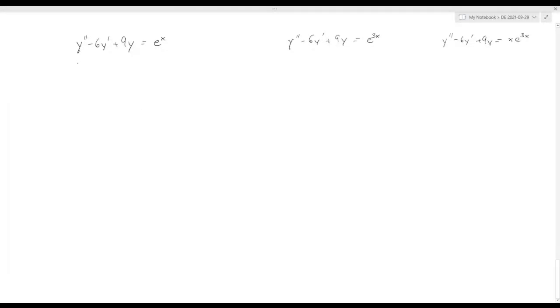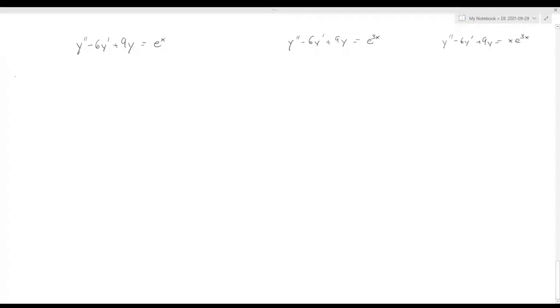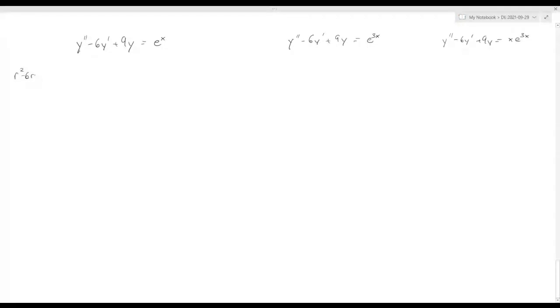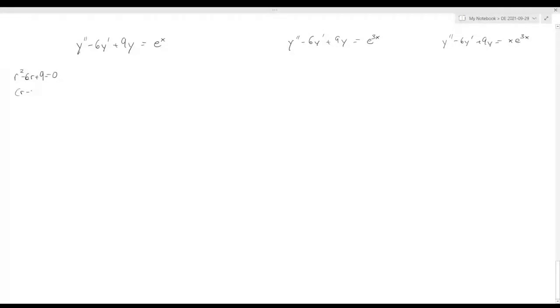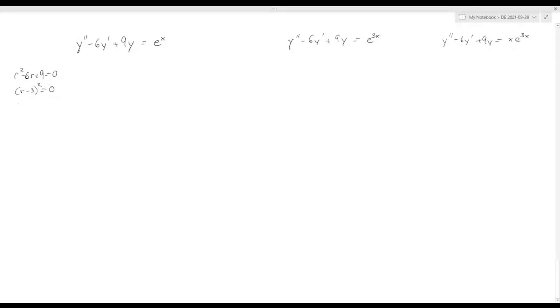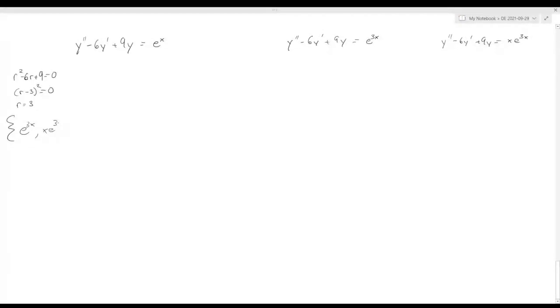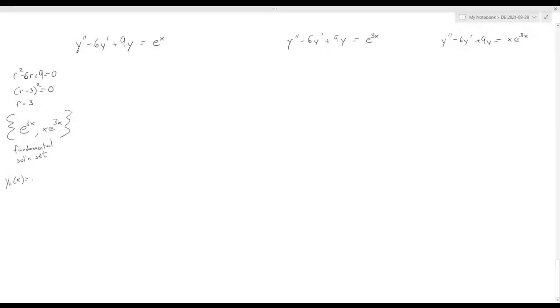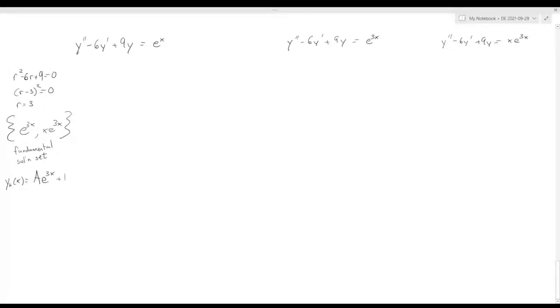So here we can get a fundamental solution set for all of these. I'll just write down the characteristic polynomial real quick. This factors into r minus 3 squared, so we have a repeated root, right? So we know the fundamental solution set is e to the 3x, and then x times e to the 3x. So the homogeneous solution here is just some combination of the functions in the fundamental solution set.